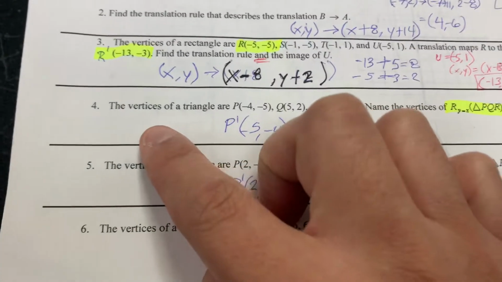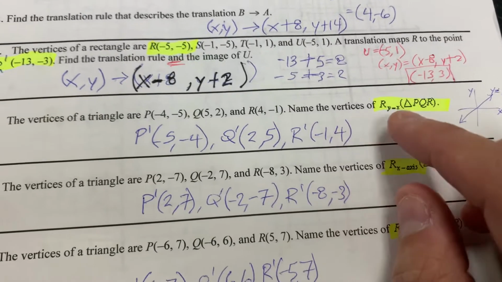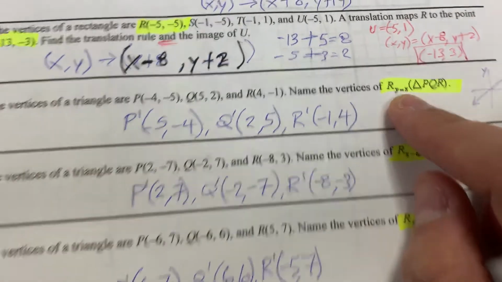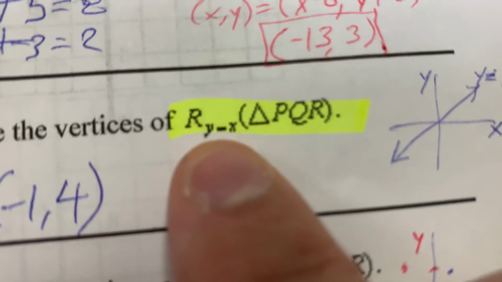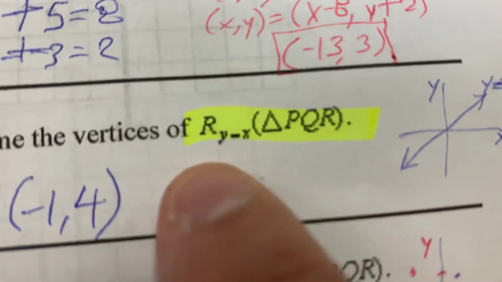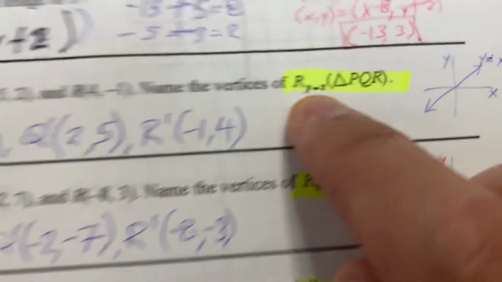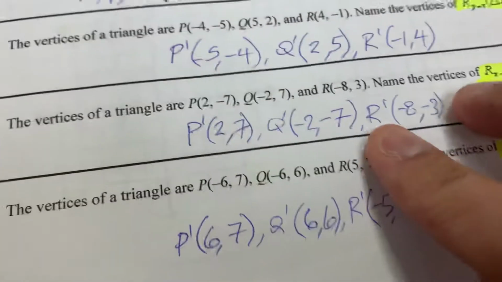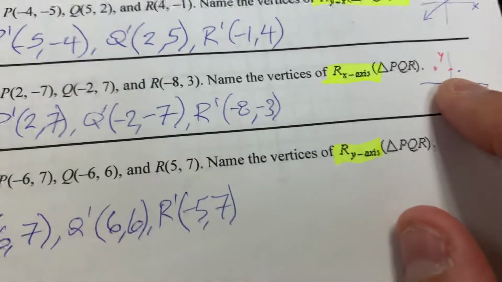Okay, number 4. The vertices of the triangle PQR. Name the vertices. Okay, if you can see this, I know it's kind of small. You're saying this means the reflection. Well, what are you reflecting? You're reflecting the triangle PQR over the line y equals x. So for simplicity here, they already are giving us our points, P, Q, and R. I'm reflecting over the line y equals x.